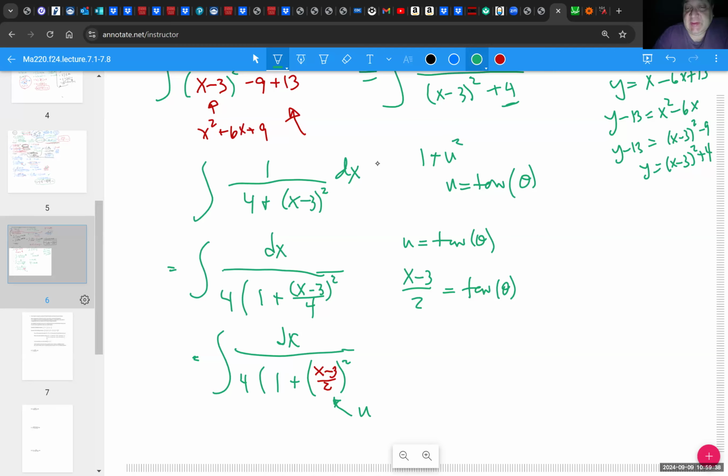So let me multiply both sides by 2 just to simplify this a little bit. And I'll add 3 just to have it by x itself.